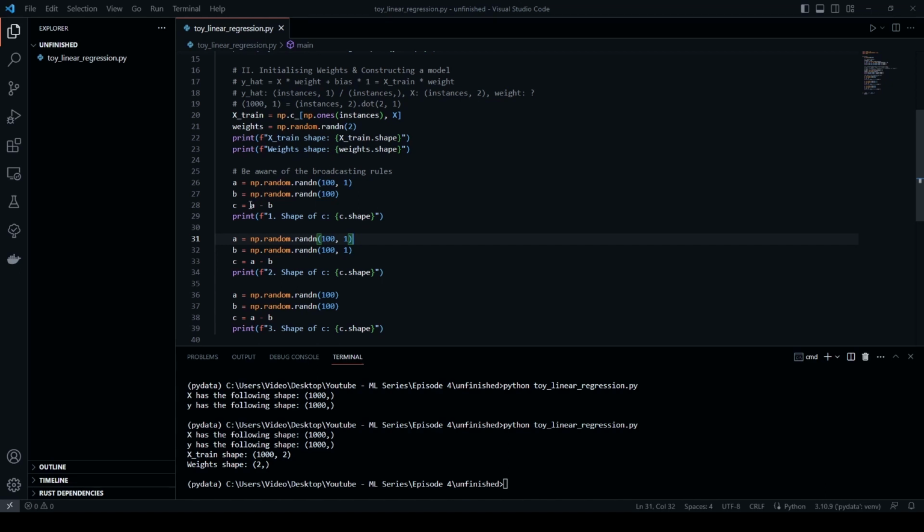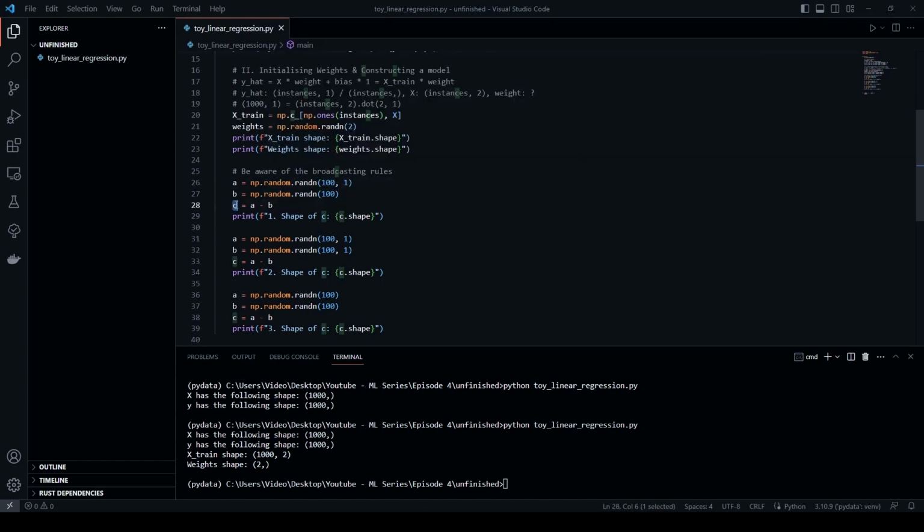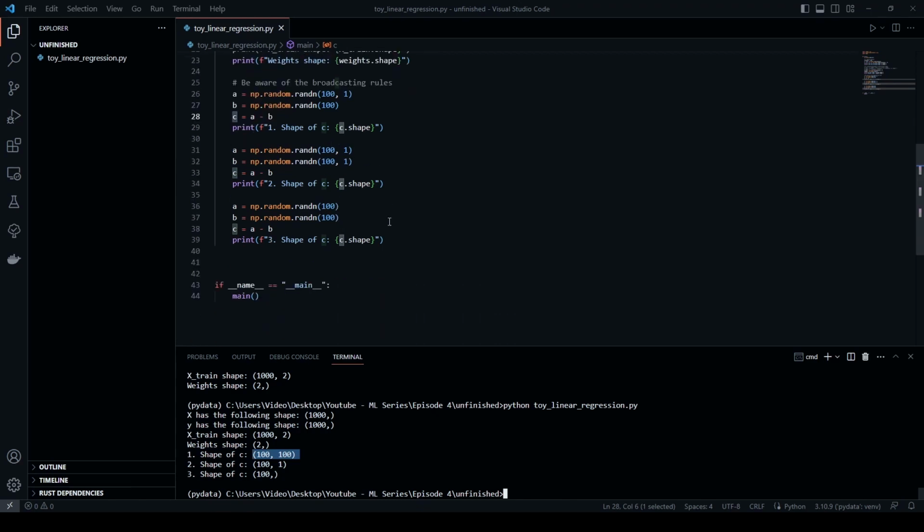When we try to subtract two arrays with different shapes, for example in this case 100,1 and 100, these two are not the same in NumPy's view. So NumPy will look at the last dimension of A and see that there's a 1. So it will try to match it with the first dimension of B, and it will broadcast the C array to the dimension of 100, 100 instead of 100,1. We can see that when we execute our script: in the first case, we really get 100, 100, and only the second and third examples result in the shape that we would expect. In the first case, we would not necessarily expect the result to have that shape. So just be aware of the broadcasting rules.